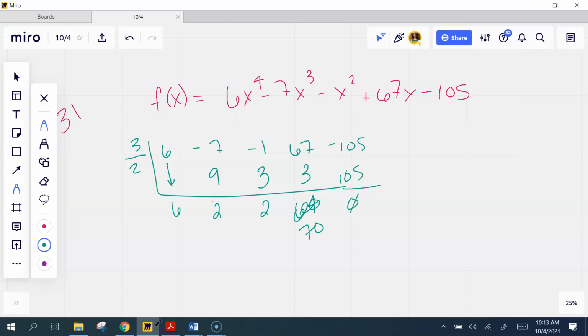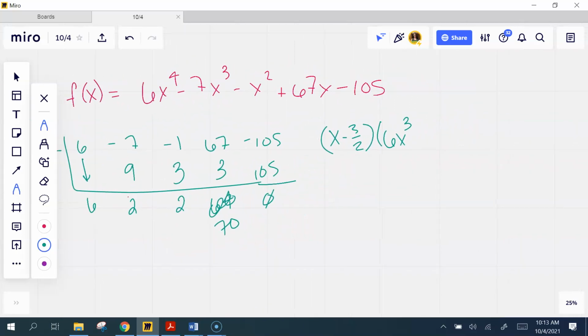All right, so this factors as x minus 3 over 2 times 6x cubed plus 2x squared plus 2x plus 70, and I can definitely take a 2 from everybody. x minus 3 over 2.